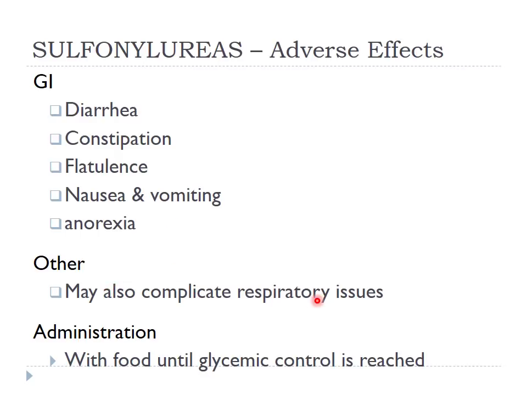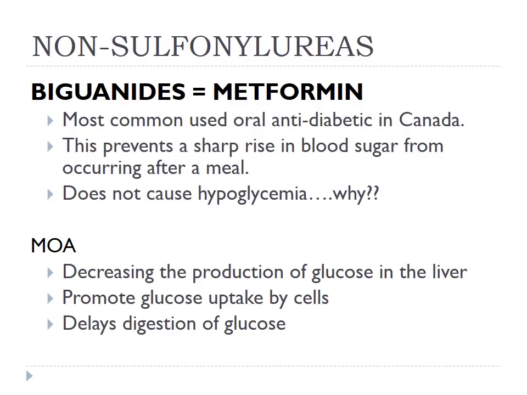It may complicate some respiratory issues, and you can think of that if you go back to the previous slide where it says it also affects the heart a little bit. Well, it can affect respiratory issues by causing issues in cardiac blood flow. Administration, it usually is given with food until glycemic control is reached. And that's it for sulfonylureas. The big one, as you can see, is glyburide. I'll probably use that one on the test.